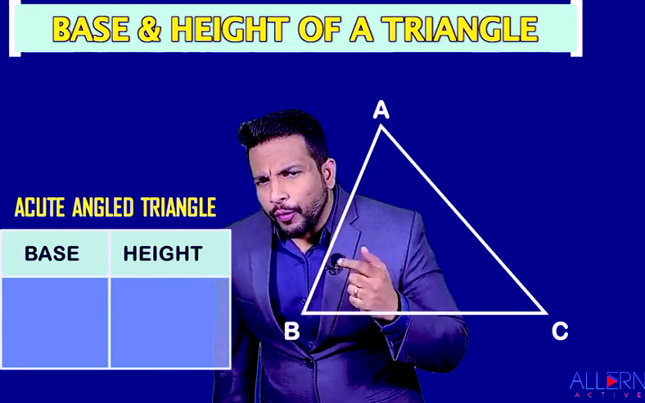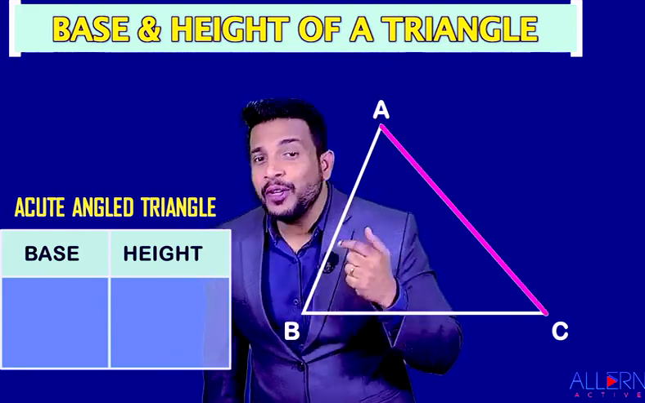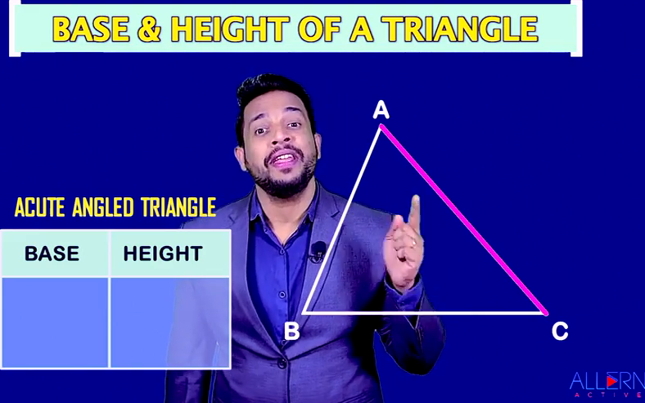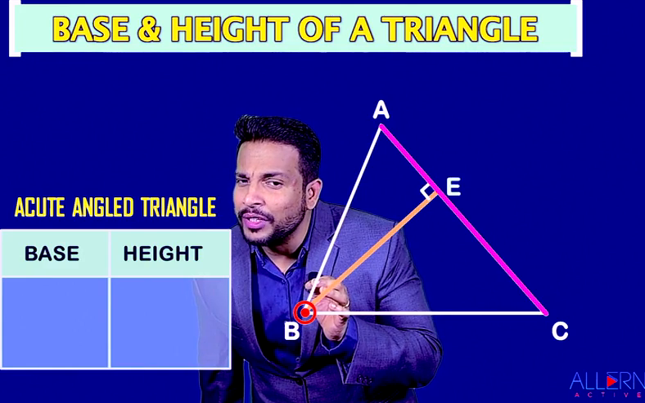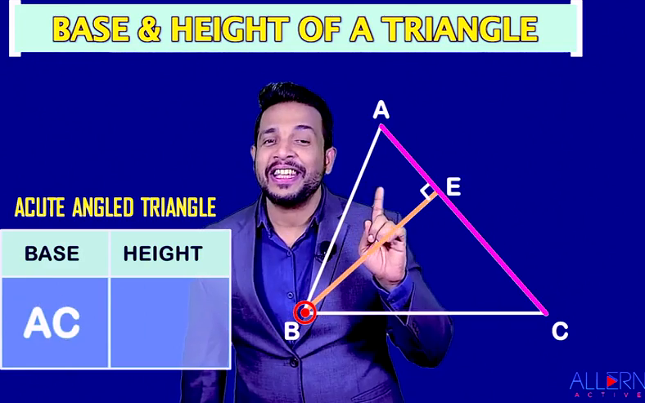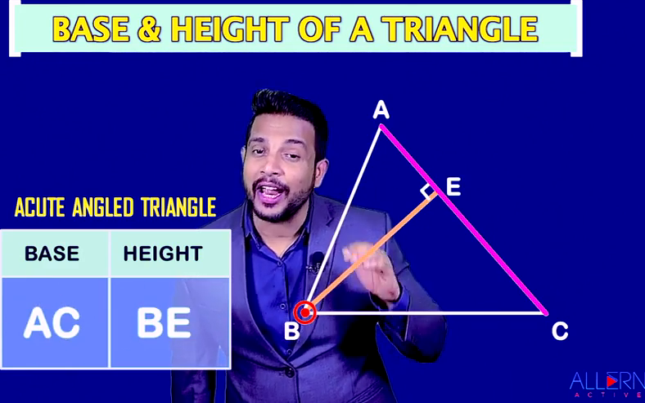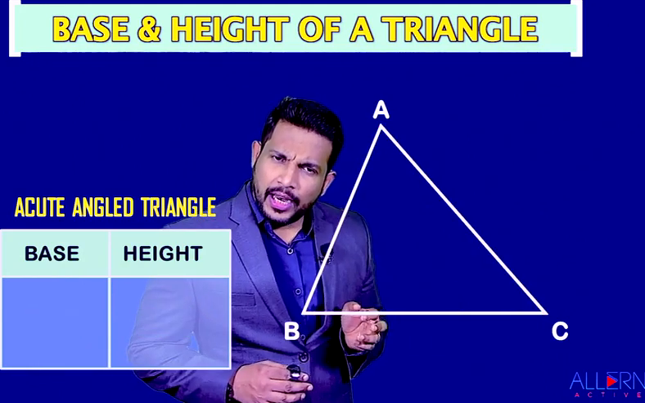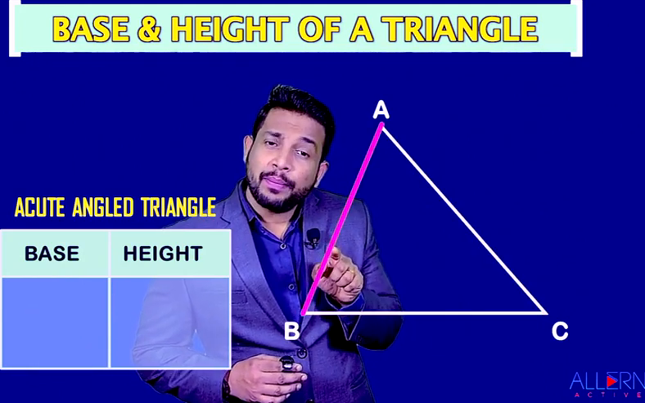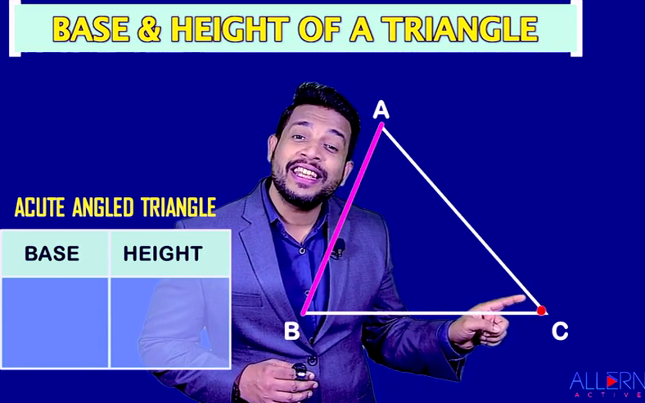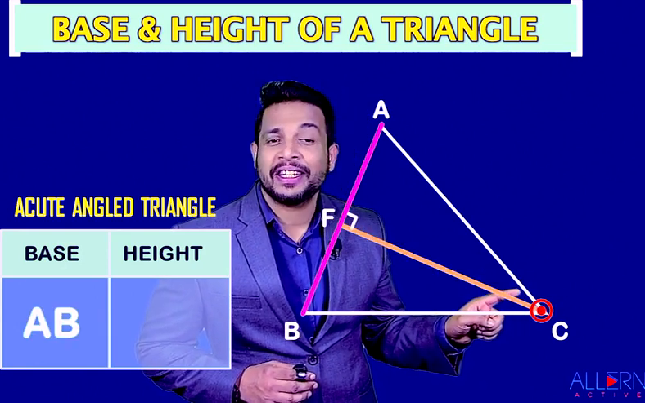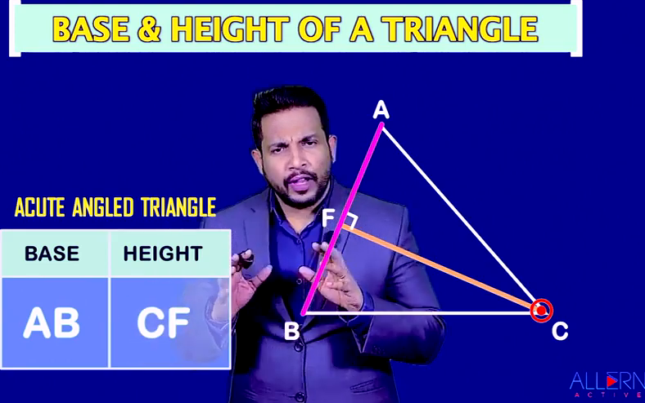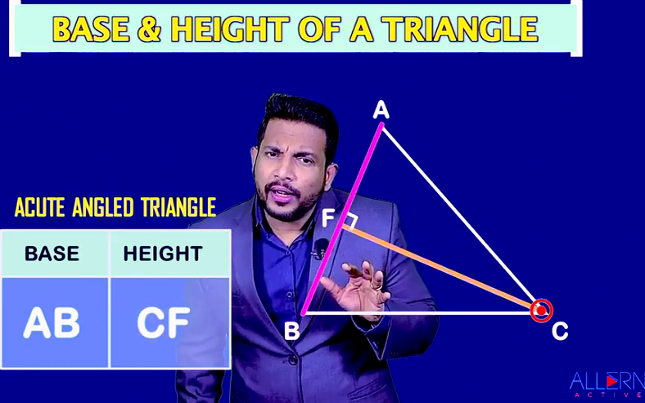Now if we want AC to be the base, we'll drop the height from B. Tell me, what's the base and what's the height? Yes, AC is the base and the height is from B. Similarly, if we consider AB as the base, the height will be dropped from C. So AB is the base and CF is the height. We have understood base and height in an acute angle triangle.